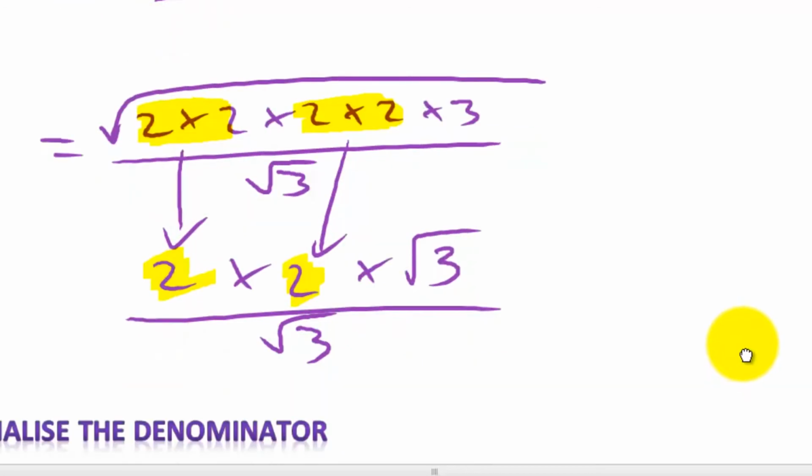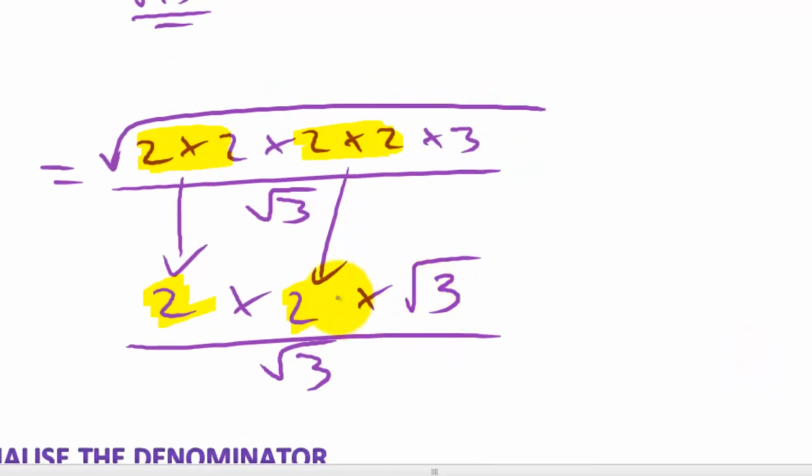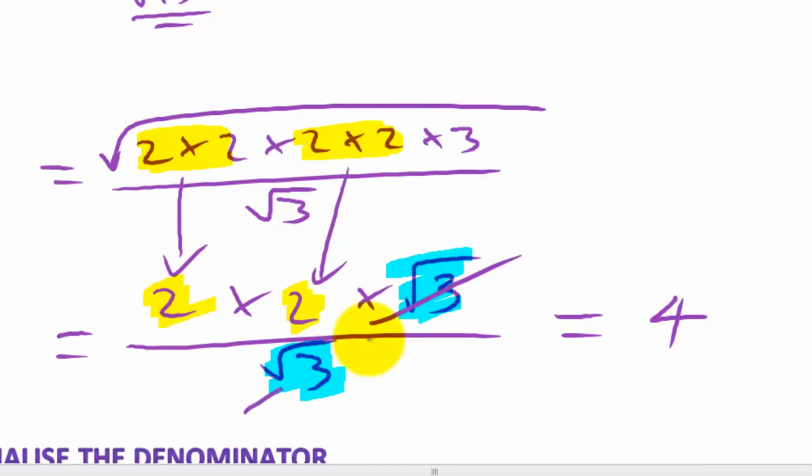Now because we've got the times, root 3 times all of this, and root 3 on the bottom, we can cancel these root 3's out. So these two will just cancel because we've got times here and here. If there was a plus here, we wouldn't be able to cancel them because we'd only have root 3 times this 2, not this 2. But because we've got times in between them all, we can cancel that out. And that just leaves us 2 times 2, which gives us 4. So I've cancelled out those two root 3's.